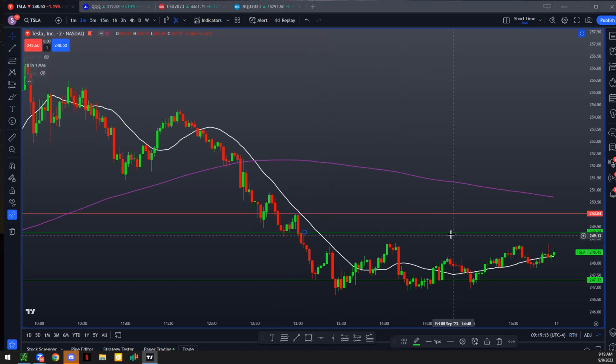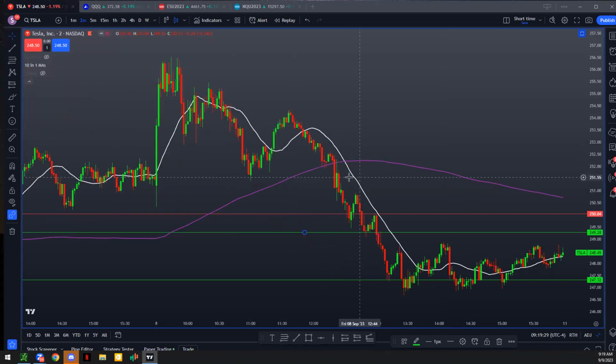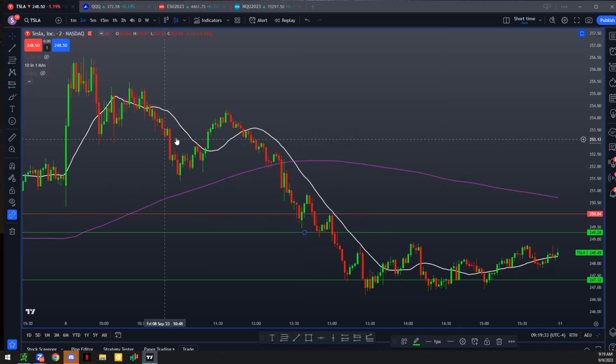So this is a nice, simple strategy that we can take, man. We can teach our kids this strategy. I'm telling you, kids will probably do better than us because we're gonna be thinking too much. But this, like I said, is on the 2-minute chart. So if you're day trading a 2-minute, you're gonna get plays like this all the time.